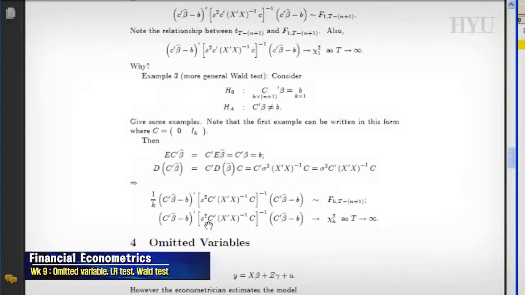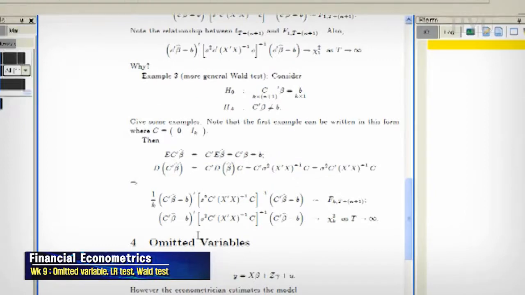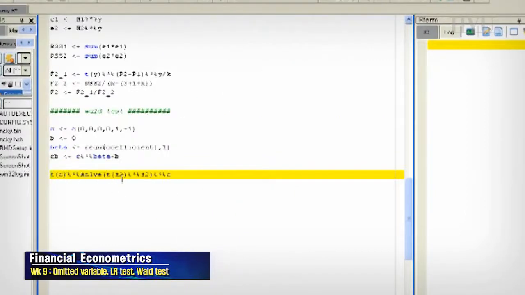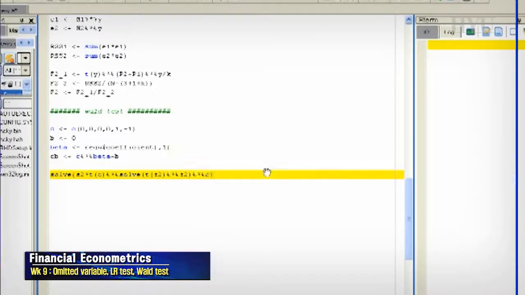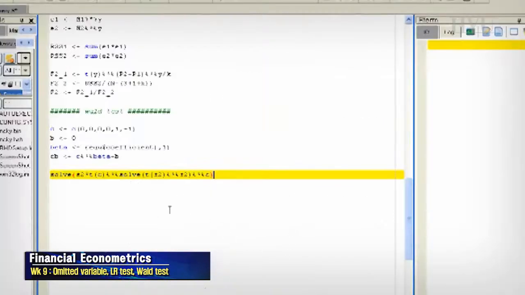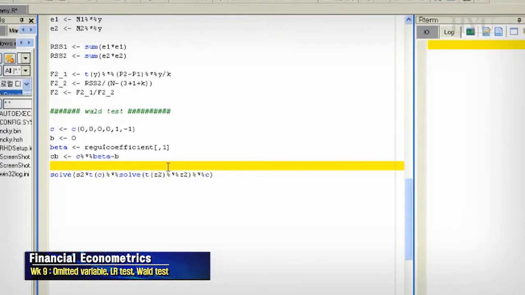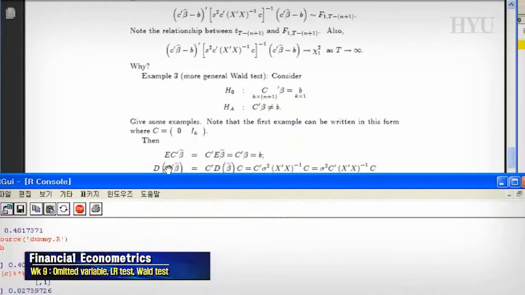So this is this part, and I have to calculate S squared. And then S squared multiplied by this, and I have to solve again, the inverse of this entire thing again. And I have to calculate S squared. So S squared is basically the regression error.